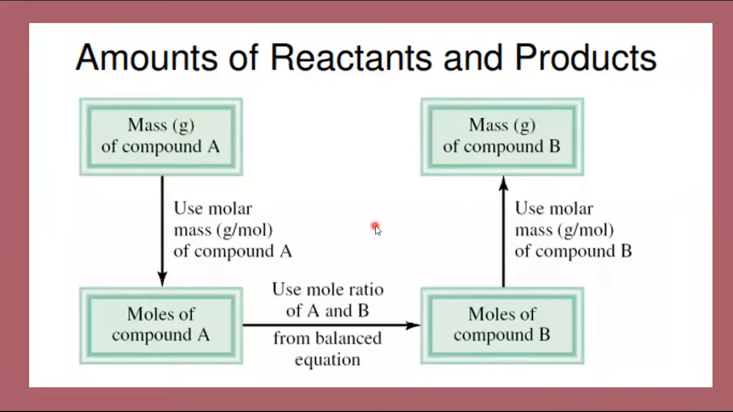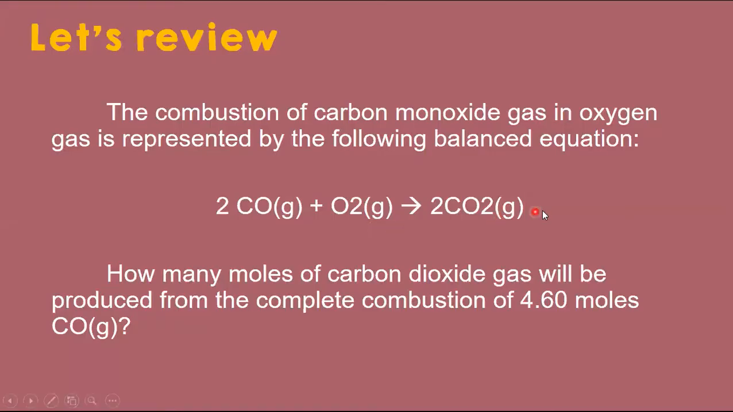So let's have another example aside from our previous one. For example, this one. Now, the combustion of carbon monoxide gas in oxygen gas is represented by the following balanced equation. So we have 2CO, which is in gas form, plus O2, which is also in gas form, yields 2CO2, carbon dioxide, gas form. So we are asked how many moles of carbon dioxide gas will be produced from the complete combustion of 4.6 moles of carbon monoxide.